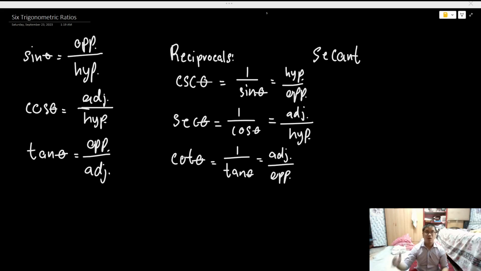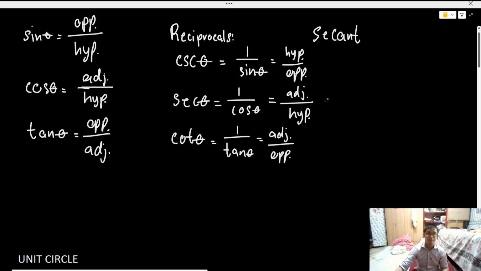Hello everyone and welcome to our second part of our discussion about the six trigonometric ratios. What we're going to do now is relate this trigonometric ratio to the unit circle. So without further ado, let's now begin.